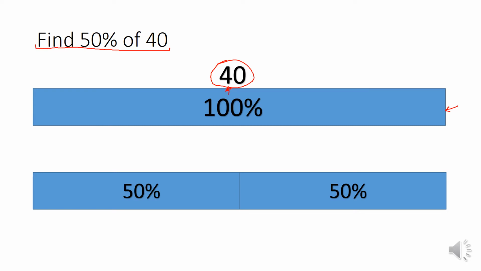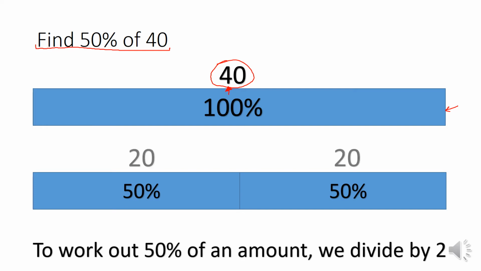So that means we're dividing this by 2. How many is going to go for each one? So if we divide 40 into two parts, we're going to get 20 for each part. So to work out 50% of an amount, we divide by 2. So we've done that, and we've got that 50% is equivalent to 20. So we're done. We've worked out 50% of 40. That equals 20. So all we have to do to find 50% of an amount is we just halve it. So if you want to make a note of that, it's a really good way of working out 50%.